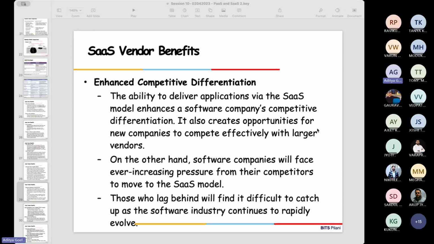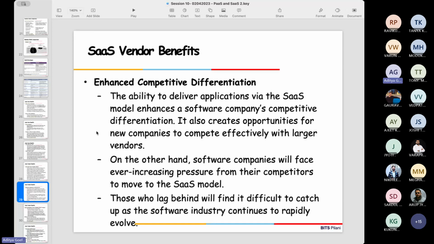Enhanced competitive differentiation. Here, every product owner is forced to move to a SaaS model because it gives them the edge compared to the traditional models, right? Why? Because SaaS applications would create opportunities for new companies also to compete effectively with the large vendors, isn't it? Every model would change into a use case based model on the cloud, which can be accessed via APIs.